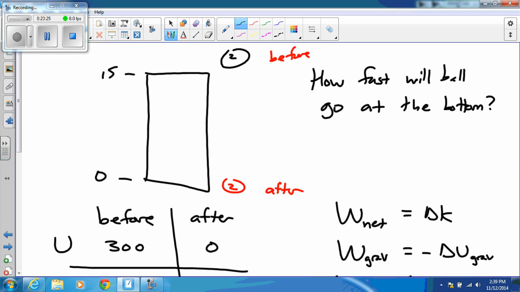So that is the basic concept behind conservation of energy. We are going to account for all of the mechanical energy before, all of the mechanical energy after, and we're going to set them equal. That makes all of our problems so much easier.